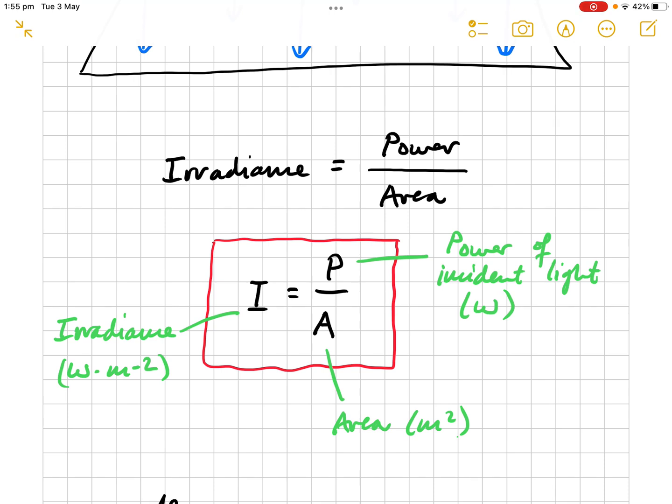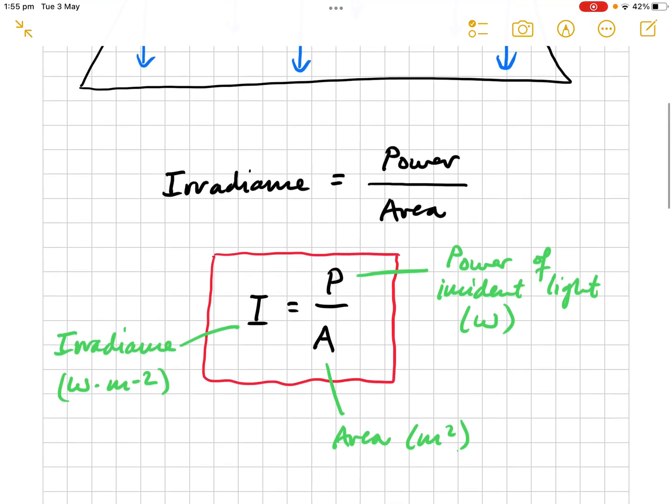One thing to watch, irradiance is symbolically represented by capital I. There's a small possibility you could confuse that with electric current I, although it's pretty unusual in the problems we do that should be the case.